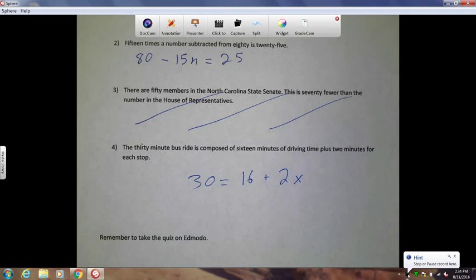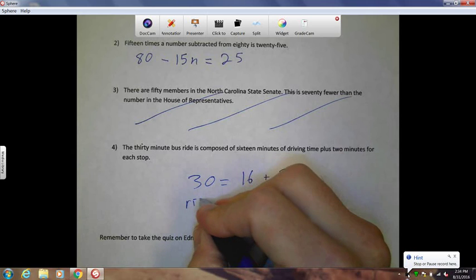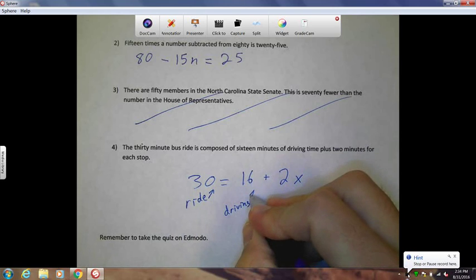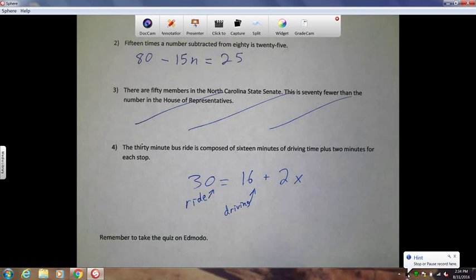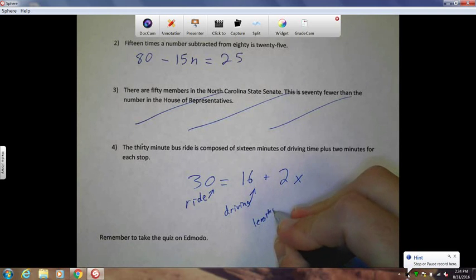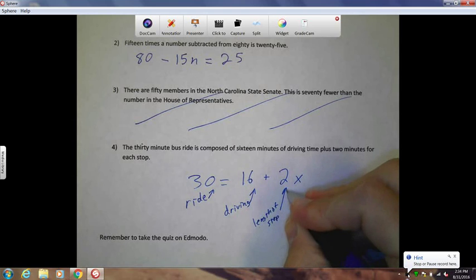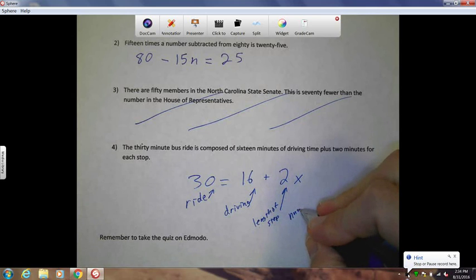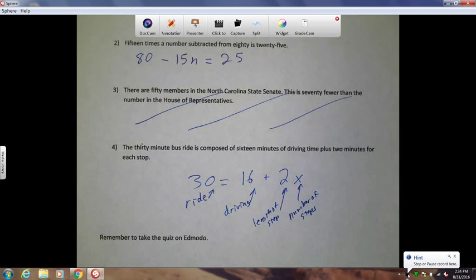So I want to make sure I know exactly what this means. This is the ride. This is driving. 2 represents the length of a stop, because each stop was 2 minutes. X is the number of stops. So make sure you can differentiate between those. One of them that tells you how long they are. This tells me the number.